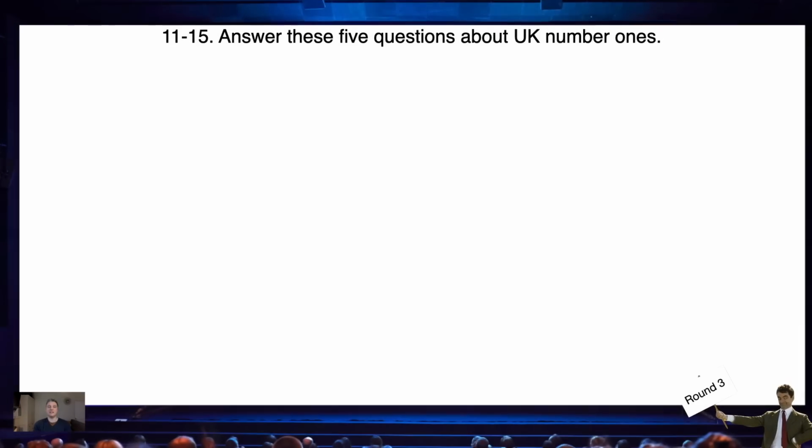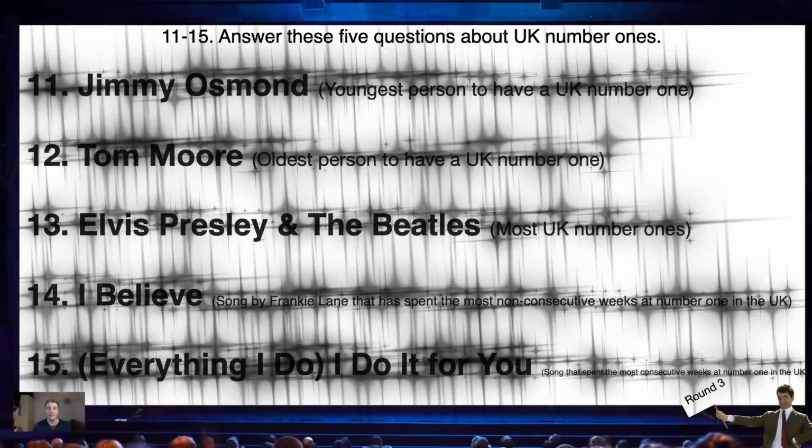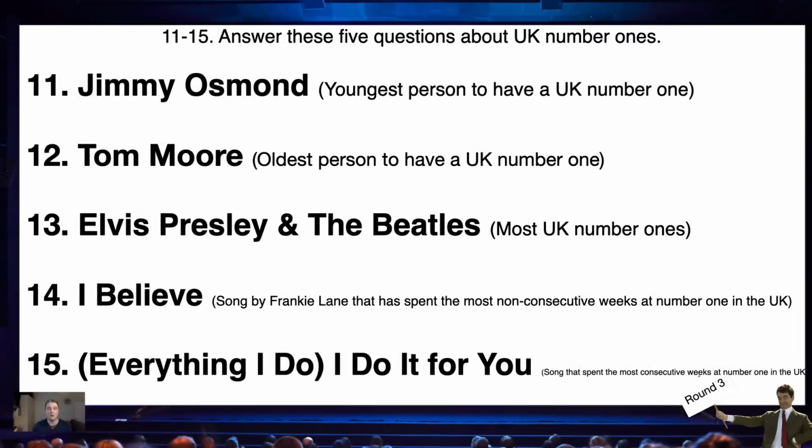So the answers for 11 to 15 were all about UK number ones. So 11 is Jimmy Osmond, 12 Tom Moore, 13 Elvis Presley and the Beatles, you do need both, 14 is I Believe, and 15 is Everything I Do It For You.